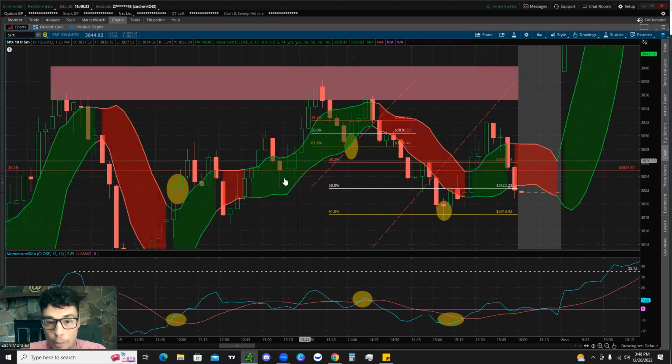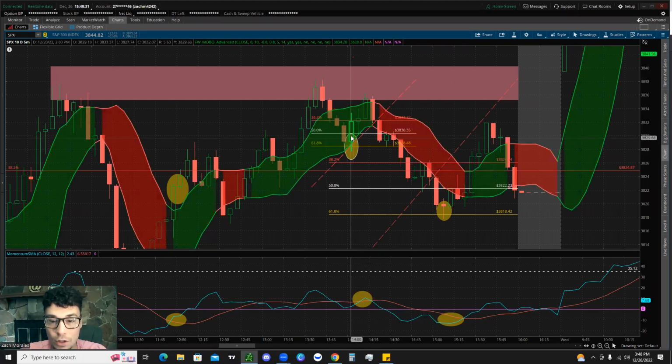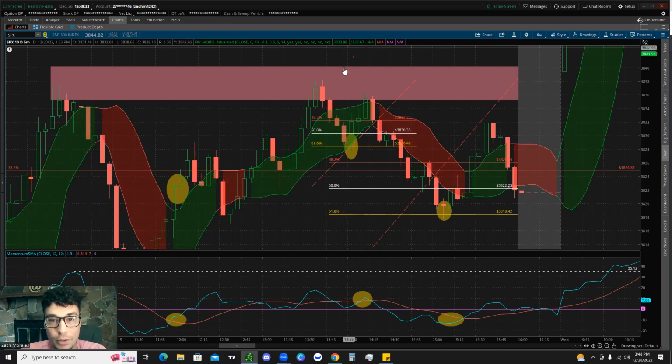So I'm using the momentum clouds here. I'm seeing that, hey, we're holding support here and we're holding in these bands. And then we got the momentum crossover right here. And then also we held the 61.8% retracement level.